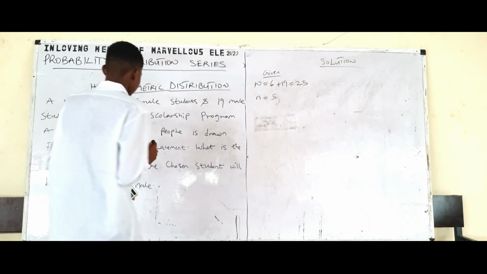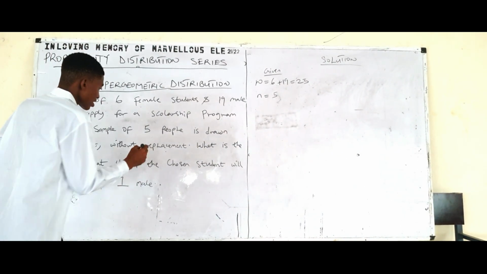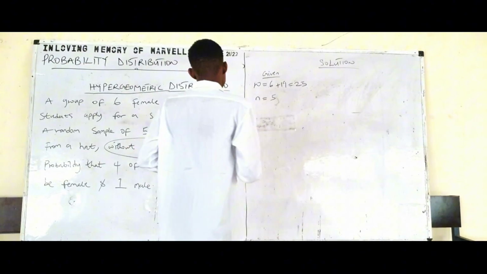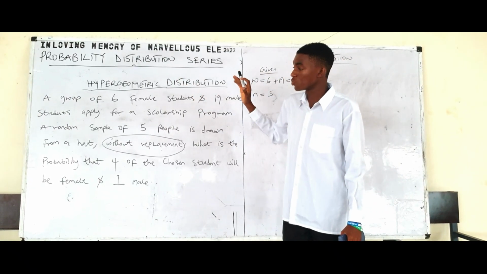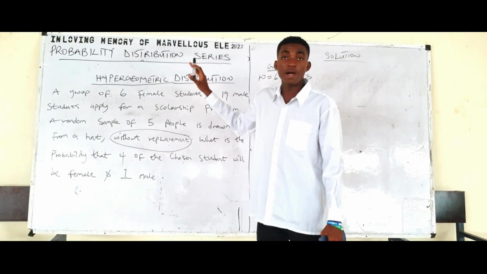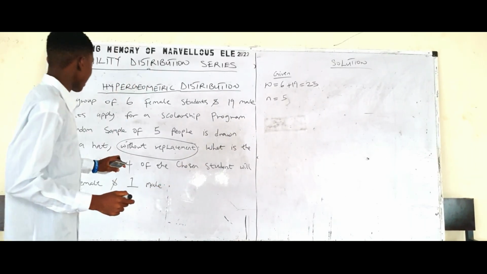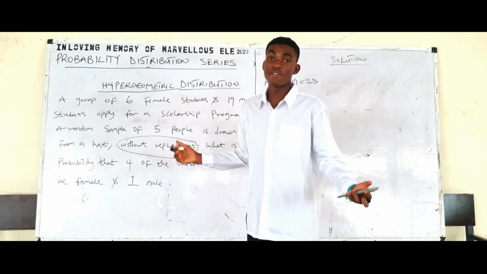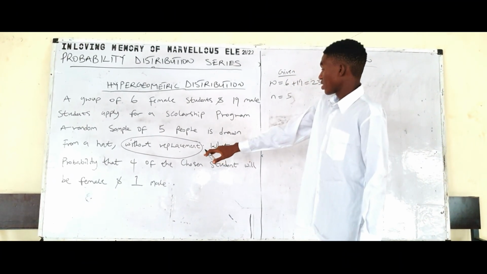Now, very important, to know whether it's a hypergeometric distribution, you will see the phrase "without replacement." Once you see "without replacement," it is a hypergeometric distribution, because, as I said earlier, the hypergeometric distribution deals with non-negative values. Take notes. The problem says 4 of the chosen students are female and one male.